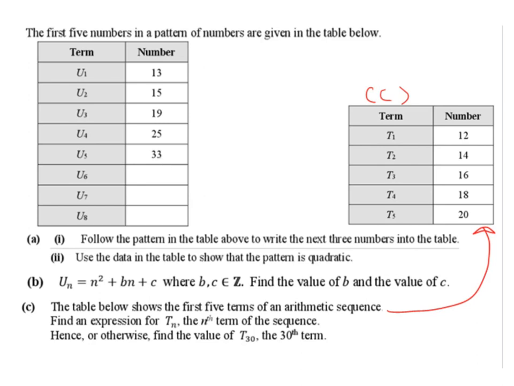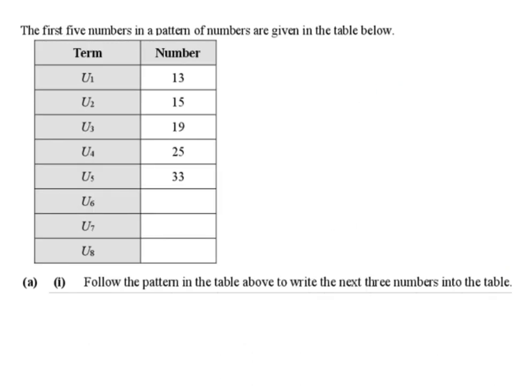Then we have questions A, B and C. This table here is attached to question C to work out. So press pause and have a go at them, and when you're ready for the solutions, press play. So part A1. Follow the pattern in the table above to write the next 3 numbers into the table.